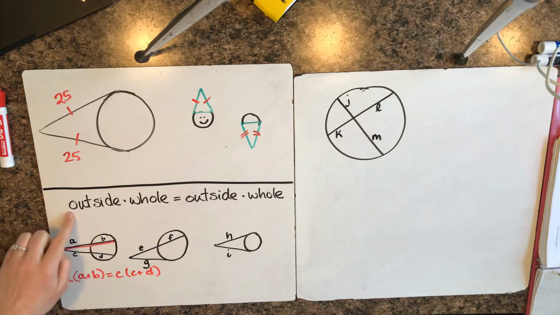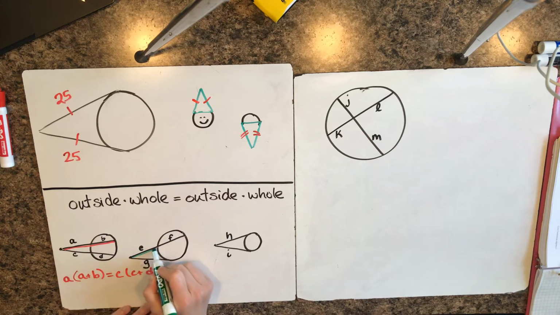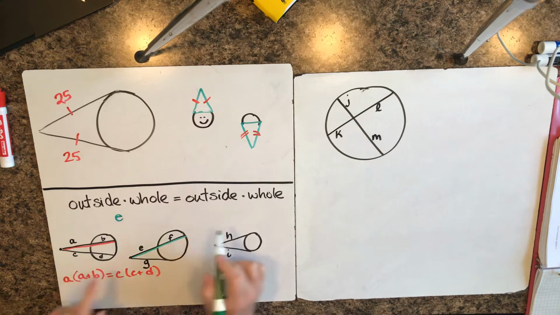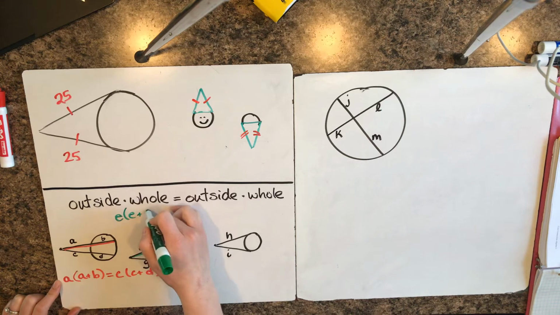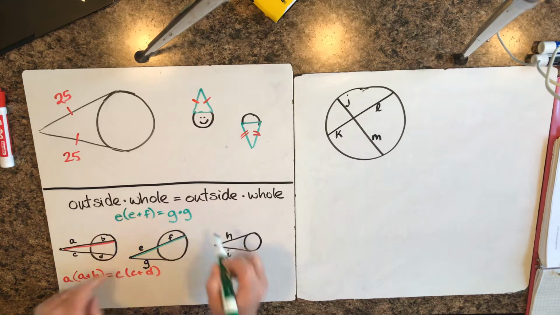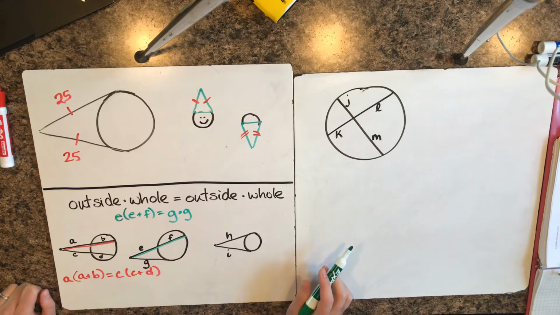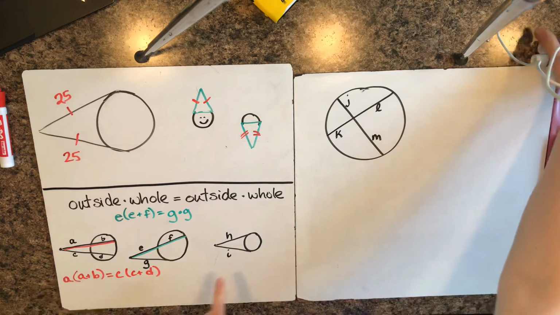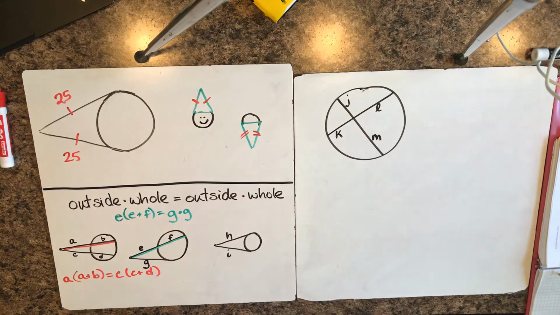So again, the outside part of the green is E, and the whole thing, I would add E plus F together, is equal to the outside of the black, that's G, times the whole thing. Well, the whole thing is still just G, so I can do G times G, or of course I could write that as G squared. So that's something to think about as you're doing segment formulas.